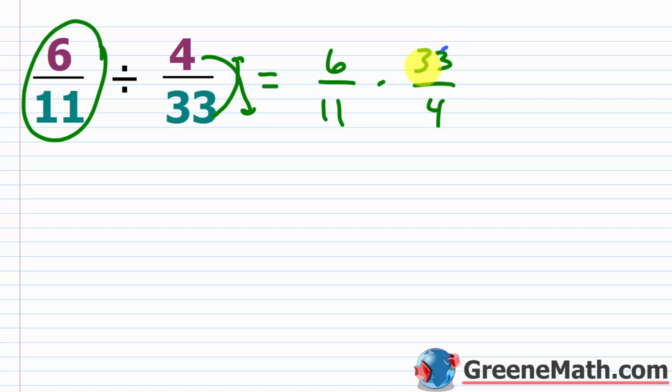You can already see that this would cancel with this and give me a 3. This would cancel with this. So 6 divided by 2 is 3, and 4 divided by 2 is 2. So this is going to give me what? It's going to give me 3 times 3, which is 9, over just 2, right?